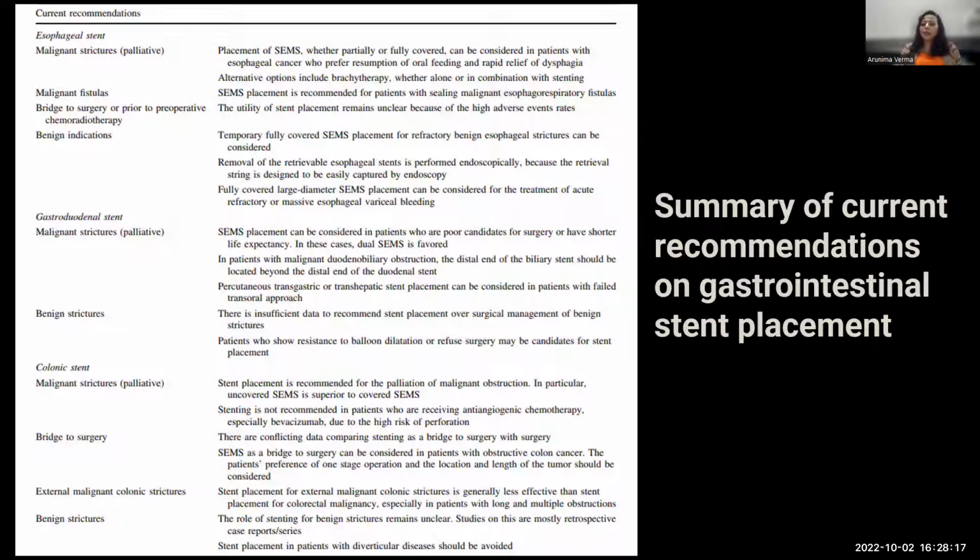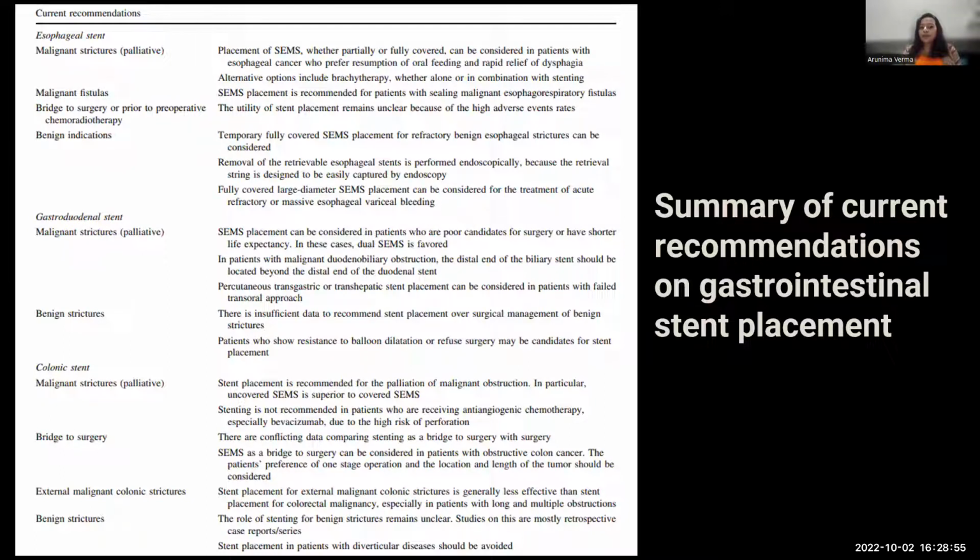Coming to a summary of recommendations for stent placement in GI strictures, the esophageal stents for malignant stricture are mostly for palliation. If there is a malignant fistula, then SEMS placement is recommended for sealing such fistulas. It can be a bridge to surgery or preoperative chemoradiation. For benign indications, a temporary fully covered SEMS can be placed for refractory benign esophageal stricture. Removal of the retrievable esophageal stent is performed endoscopically by the string. Here, fully covered large diameter SEMS can also be considered.